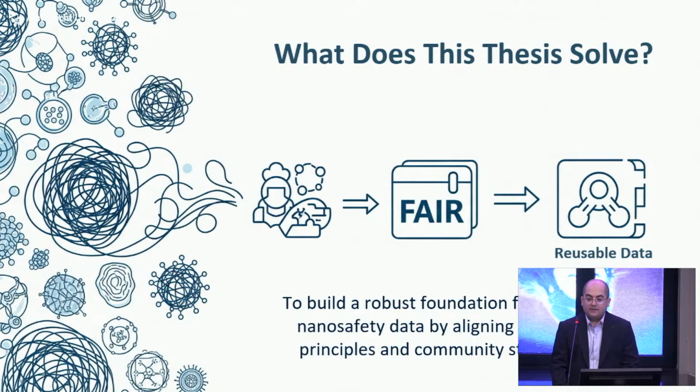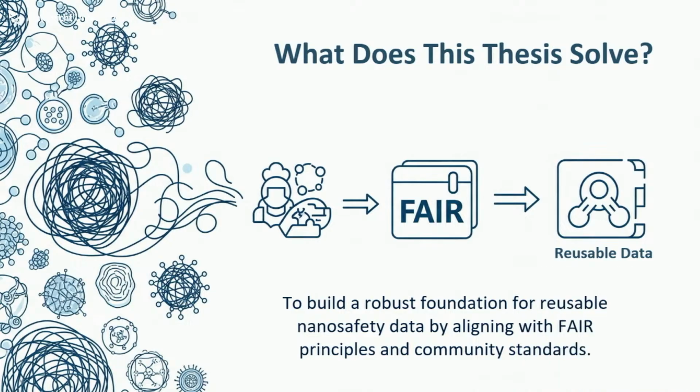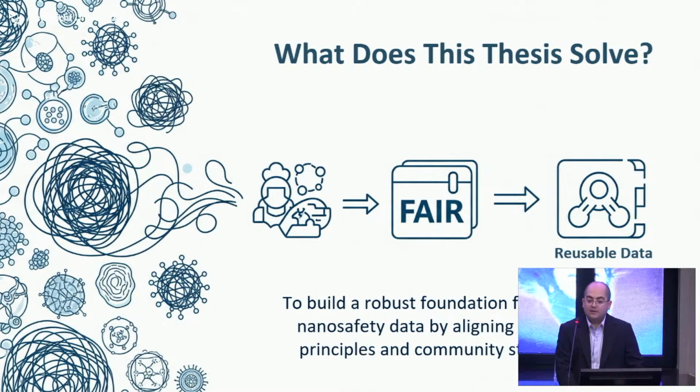So what does this PhD solve? In this PhD, I tackled that very gap I mentioned. I focused on getting the maximum amount of knowledge from nanosafety data by aligning with the FAIR principles and community standards. I will explain those terms in the coming slides, but the goal was simple: to help scientists, regulators, and AI systems make sense of the data faster and smarter. It's about transforming chaos into clarity.